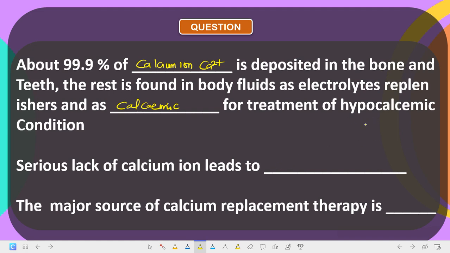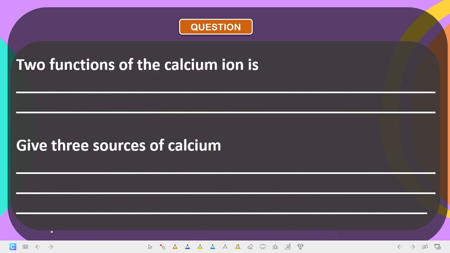Serious lack of calcium ion is called hypocalcemia. The major source of calcium replenishment therapy is calcium chloride. Now let's look at the next.